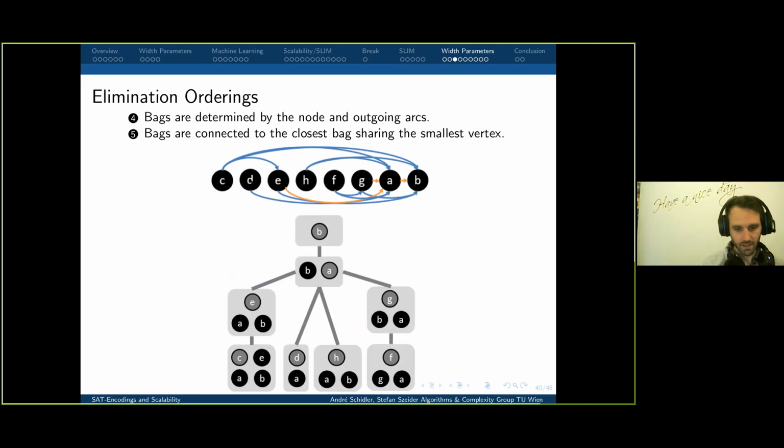or to E, but because D only has A as the shared vertex, which is rather big, and the bag of E has E as a shared vertex, and E is smaller than A, you connect it to this bag. So this is a very neat way of quickly getting a tree decomposition. And a SAT solver just has to go over all the possible orderings to then find the optimal one.